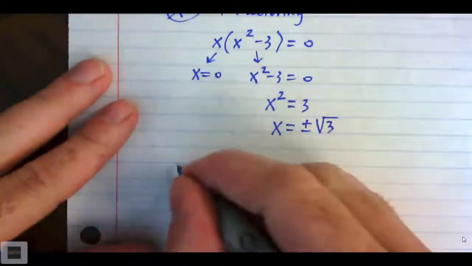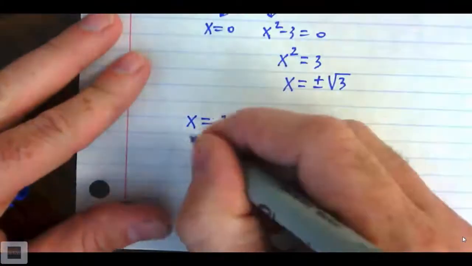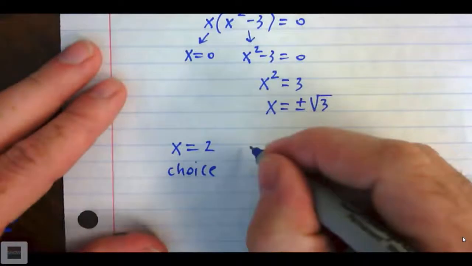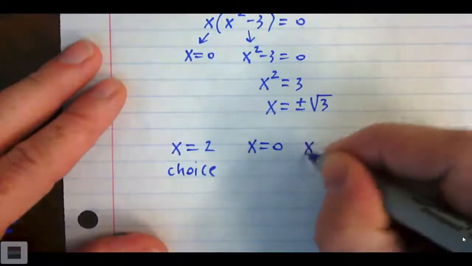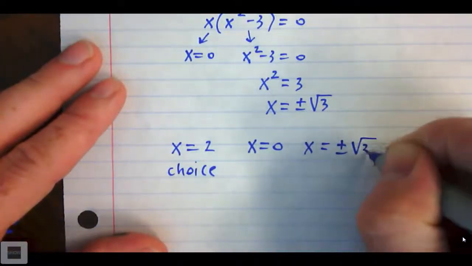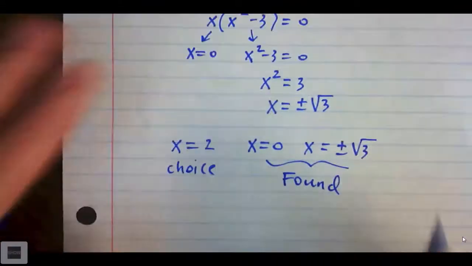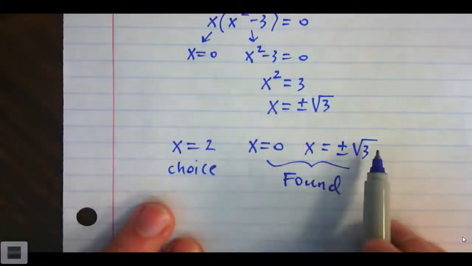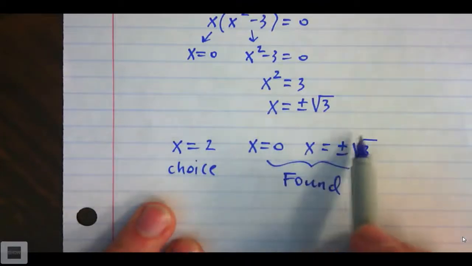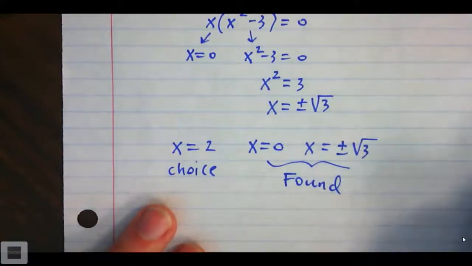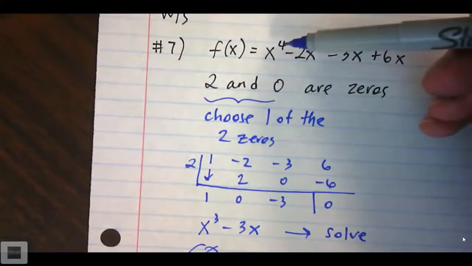So this is the one that I use. This is my choice. That's what I used at the very beginning. And then I got x equals 0 and x equals plus or minus radical 3. These are the zeros that I just found. And wait a minute, I've got all 4 zeros. I got a 2, I got a 0, I got a plus radical 3, I got a minus radical 3. Since there are 4 solutions, I'm finished because my degree is a 4.